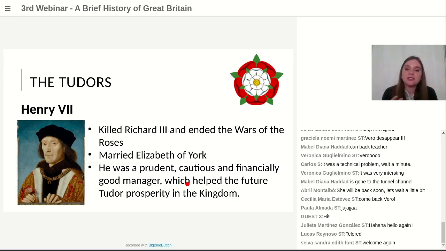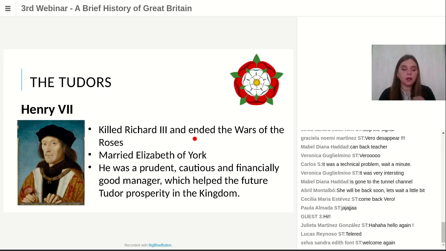Well, Richard VII is quite a decent king. He was quite modest. He didn't do anything. He was prudent. He was cautious. He was financially a good manager. He was great, and that was very good for the period that was to come. That was what we call Tudor England, or even later on Elizabethan England.